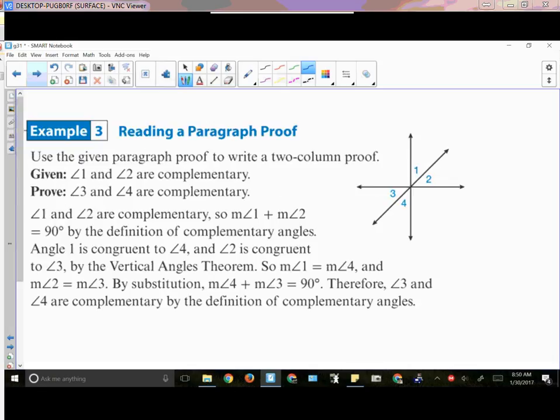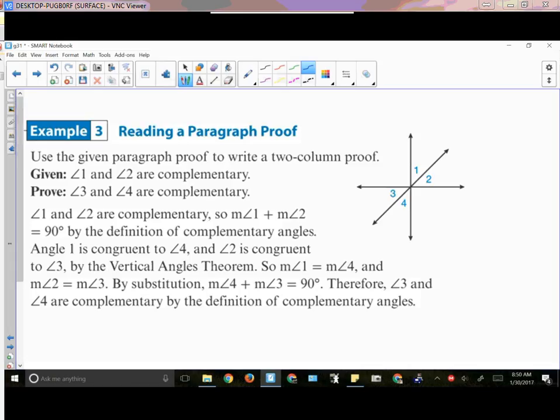So, if I take a look at this, what I've got here is pretty much my paragraph proof. Okay? We're told that angle 1 and angle 2 are complementary. Prove that angle 3 and angle 4 are complementary. So, it says 1 and 2 are complementary, so I know that the measure of angle 1 plus the measure of angle 2 is equal to 90 degrees by definition of complementary angles. We know that angle 1 is congruent to angle 4, and that angle 2 is congruent to angle 3 by the vertical angle theorem.